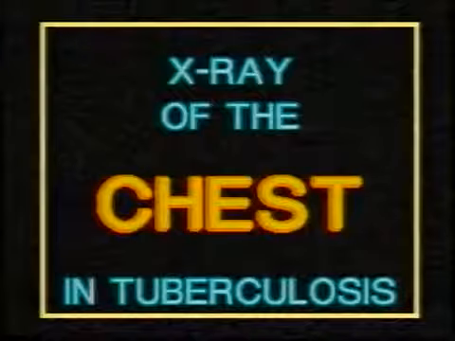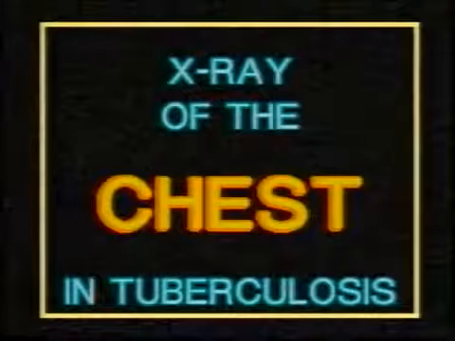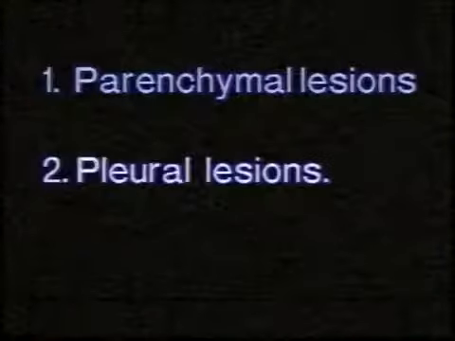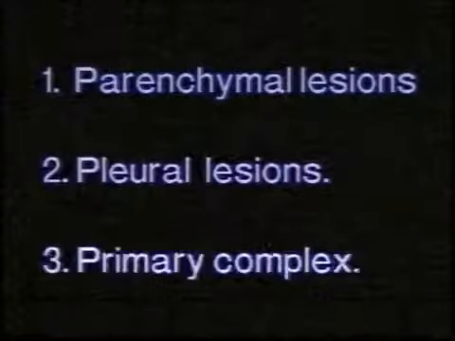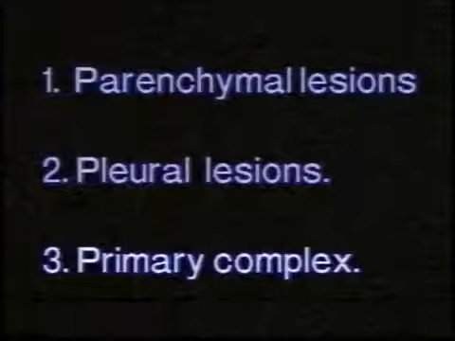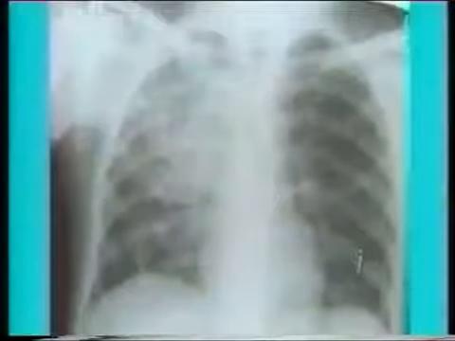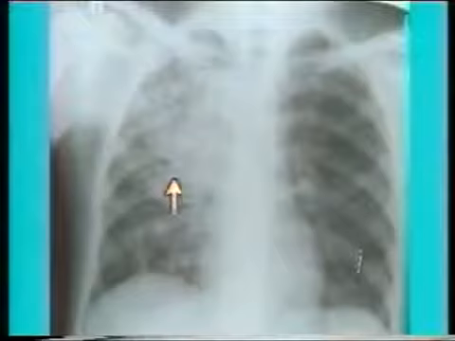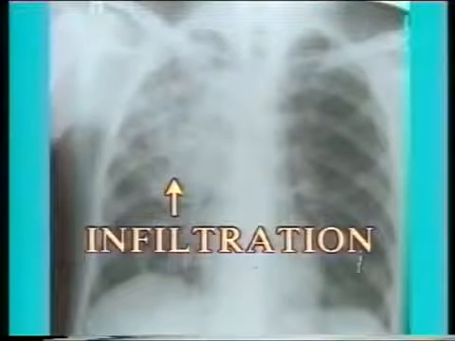We will study the X-ray lesions of tuberculosis under 3 headings: the parenchymal lesions, the pleural lesions and the primary complex. The characteristic lesion of early tuberculosis is infiltration. It is a soft, fluffy opacity like spread out cotton with tiny opacities merging into each other, interspersed with streak-like shadows.